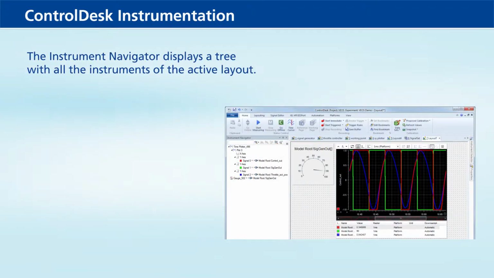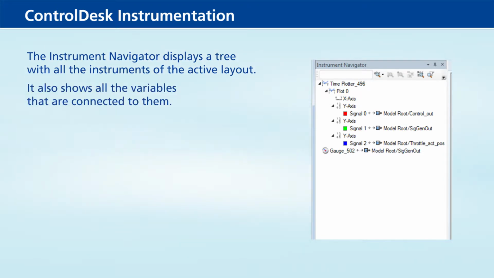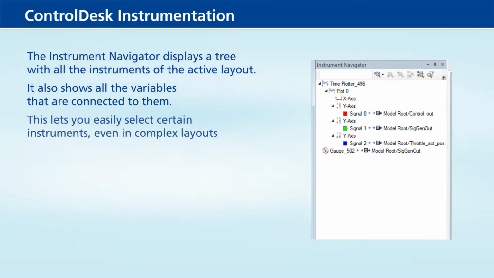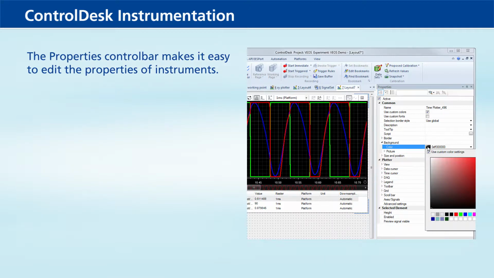The Instrument Navigator displays a tree with all the instruments of the active layout. It also shows all the variables that are connected to them. This lets you easily select certain instruments, even in complex layouts. The Properties control bar makes it easy to edit the properties of instruments.